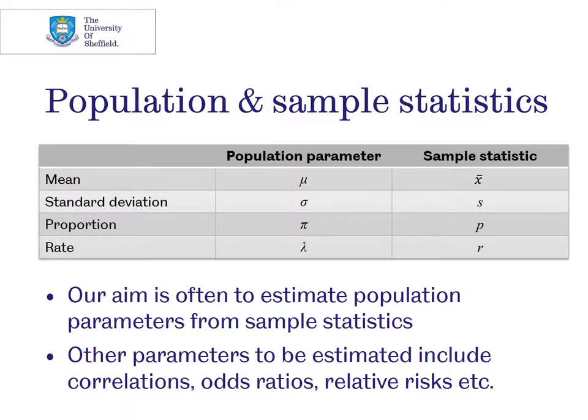Of course, we don't know what that population parameter is. If we knew that, we wouldn't have to go ahead and do the analysis. Instead, what we do is we find out what the equivalent statistic is in our sample. So for mean, that's often denoted by an X bar, that's X with a line above it. For standard deviation, S, proportion, P, and rate, R. And what we try to do is work out what we can say about the population parameter from the sample statistic. How can we infer what the population is like from what we know about our sample?